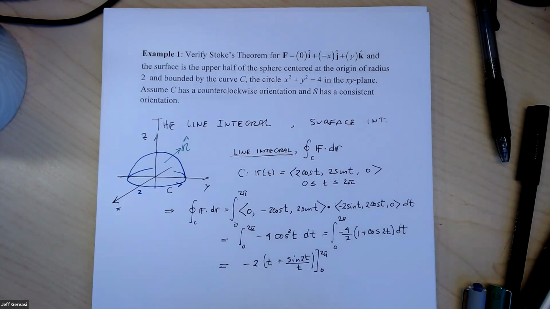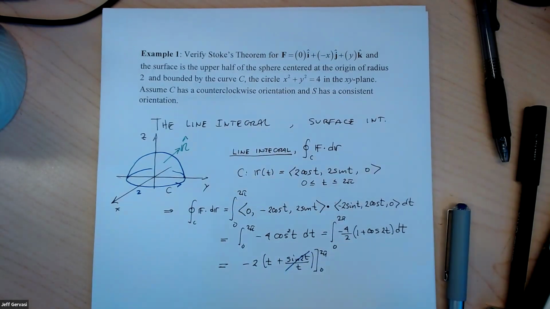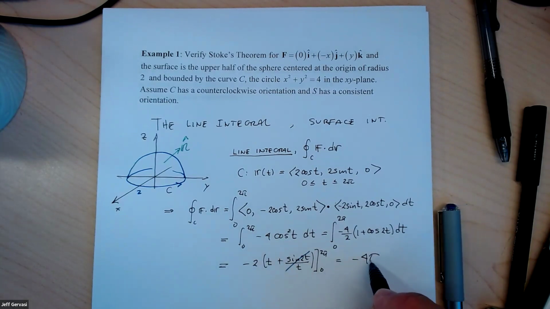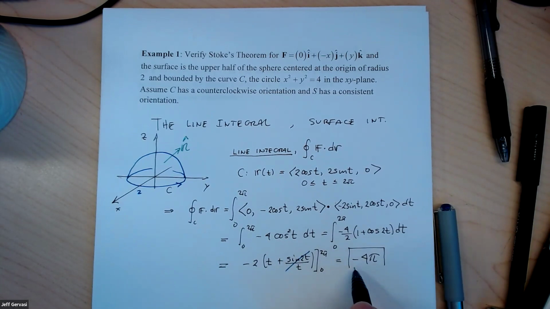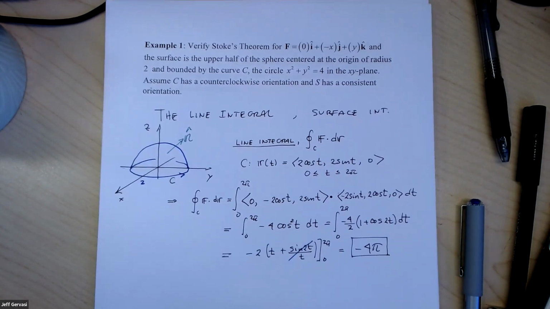Notice, everybody, that for these two values for my limits, 0 and 2 pi, that sine function right there is going to go to 0. So this second term here doesn't actually make a contribution to the overall value. So that's out. And then that just leaves me with the variable t, in which case the 0 is not going to make a contribution either. So the final result is going to be negative 4 pi. All right, now let's evaluate the surface integral.